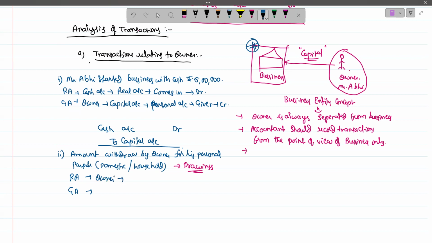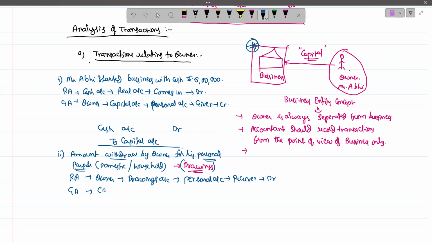And the owner is represented with the word. So if any amount is withdrawn by the owner for personal purpose, we have to use the word drawings account. Drawings is a personal account. As per the rule of personal account, debit the receiver, credit the giver. Here the owner is the receiver, and his account is debited.